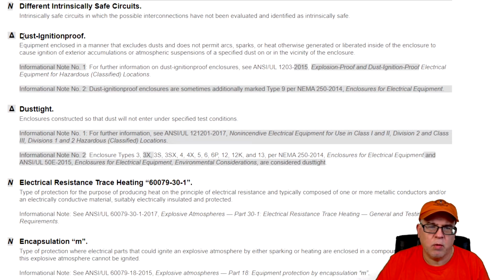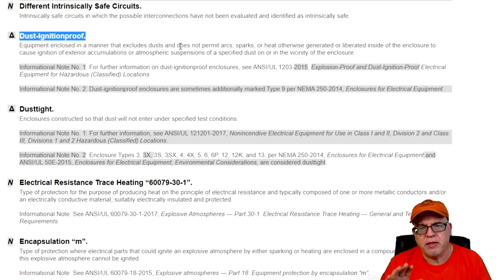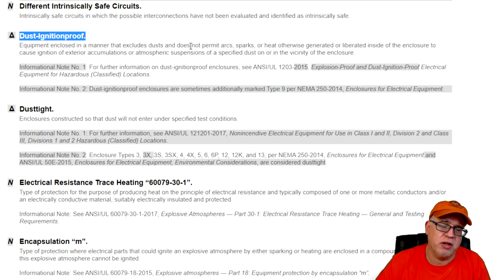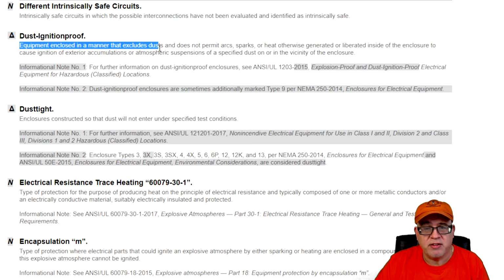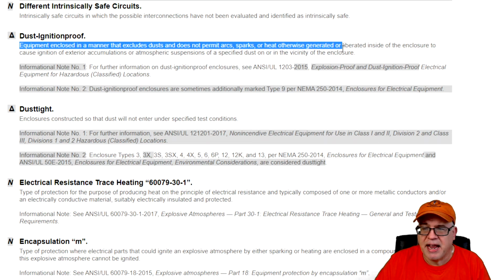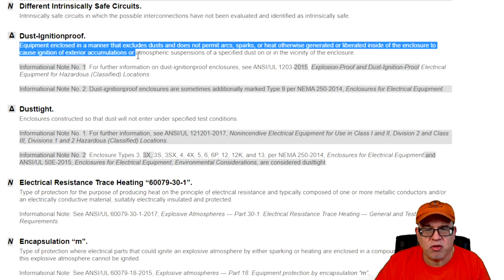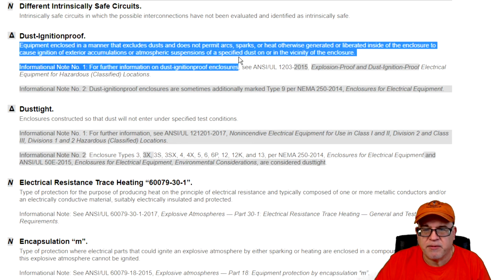Okay, here's another one, dust ignition proof. Now, this has to deal with equipment. So since we're migrating from a combustible dust condition, and obviously when we get up into 501, 502, we're going to discuss things like seal-offs and all that good stuff. But it is equipment enclosed in a manner that excludes dust and does not permit arcing, sparks, or heat otherwise generated or liberated inside of the enclosure to cause ignition of exterior accumulations or atmospheric suspensions of a specified dust on or in the vicinity of the enclosure.